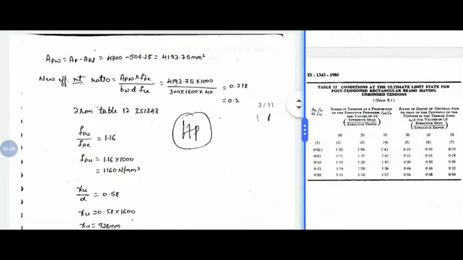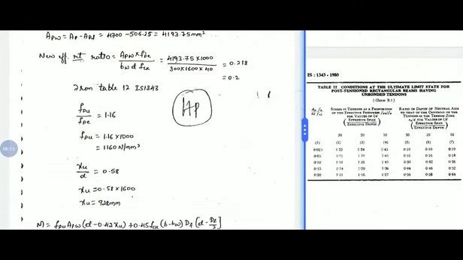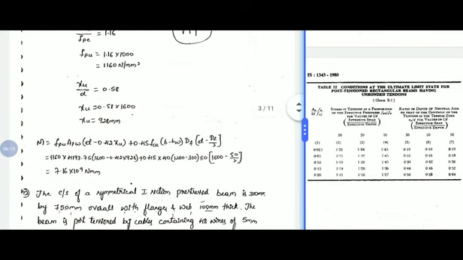So for FPU by FPE, refer column number 3, it is 1.16, and for XU by D ratio from column number 6 we have 0.58. By considering these two values, we can find out FPU and XU values. Then considering the moment equation and substituting all the values, we can calculate the ultimate flexural strength of the member, that is 7.16 into 10 power 9 Newton mm.